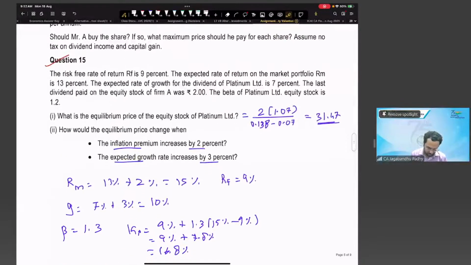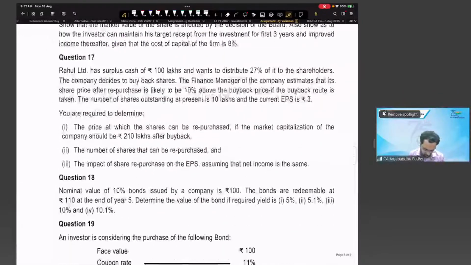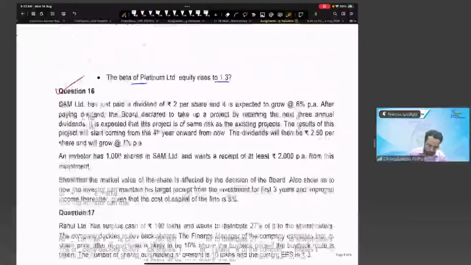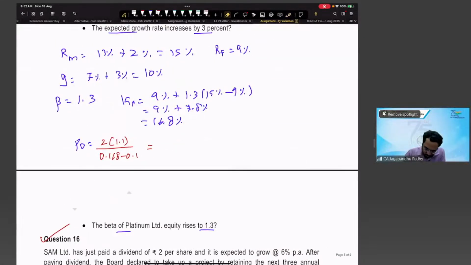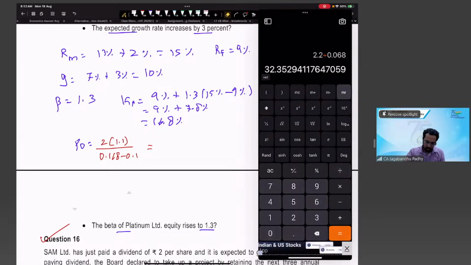We're done with the 16th. So the value should be 32.35. Yes. Okay, so it's something different. It's 2.2 divided by 0.068. 32.35, correct.